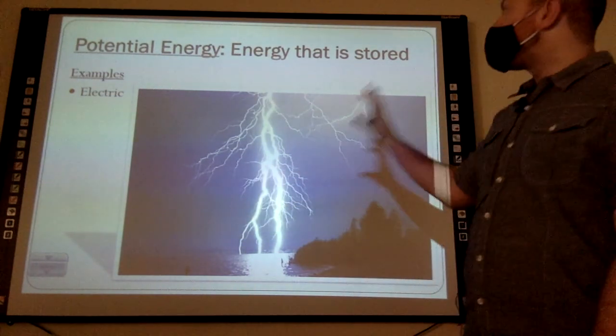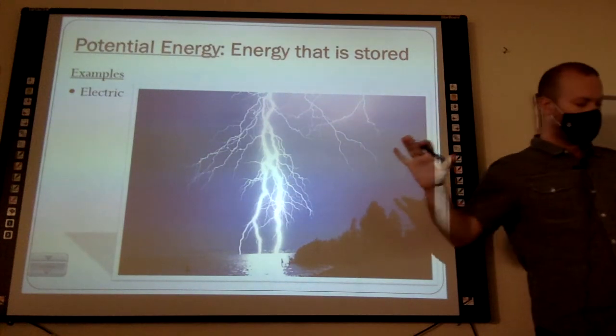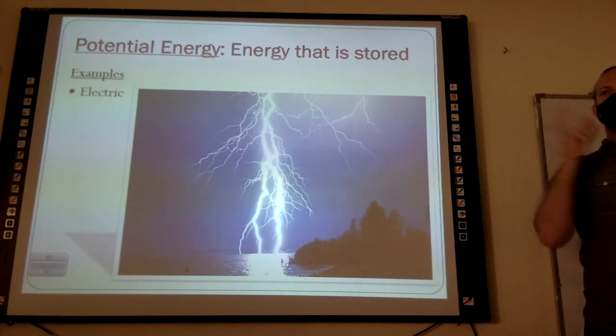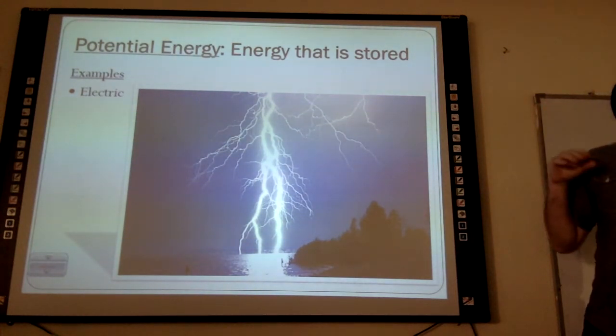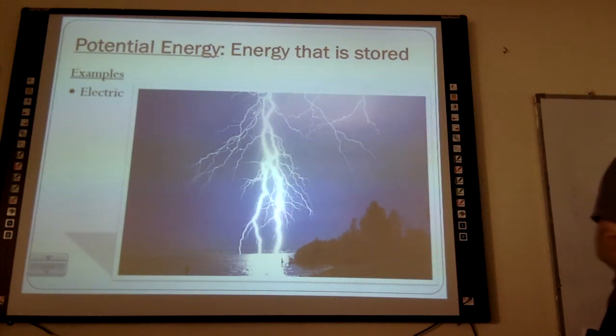So you can have electric potential energy. This is the energy stored in a cloud. So if you don't know how lightning is produced, you have electricity that builds up in a cloud, and when it gets enough energy stored up, it cannot contain that energy anymore, so it releases it as lightning.